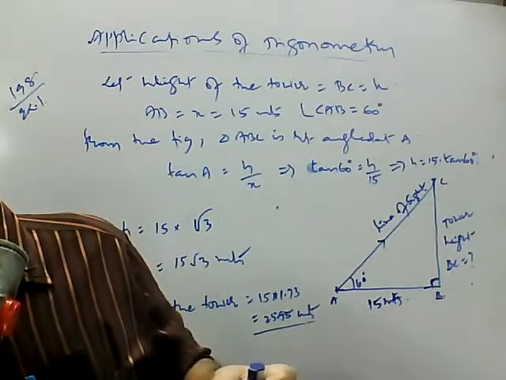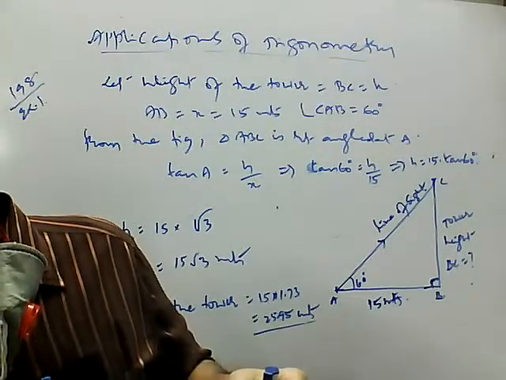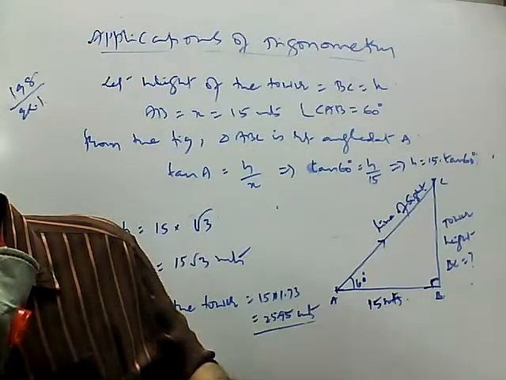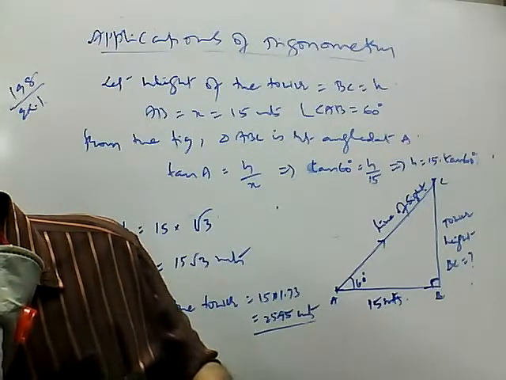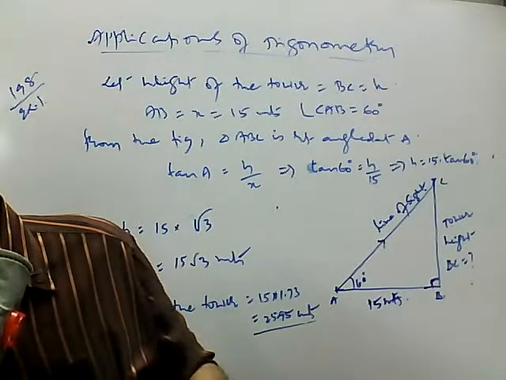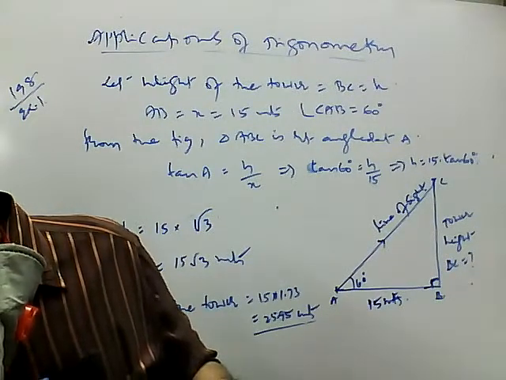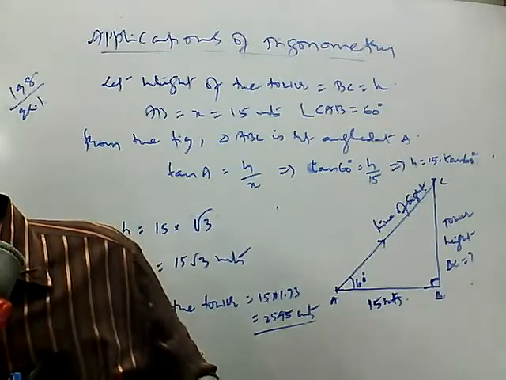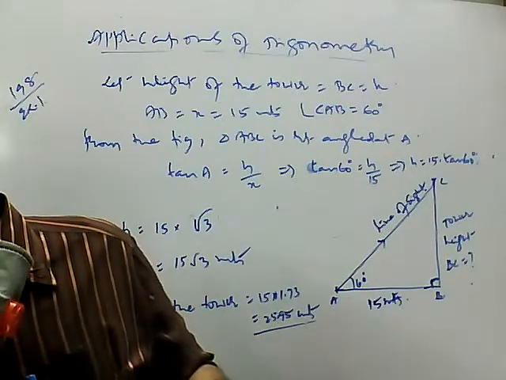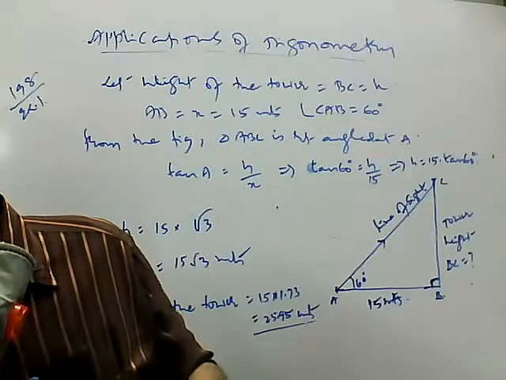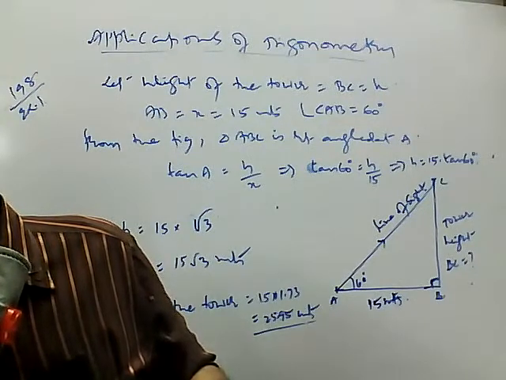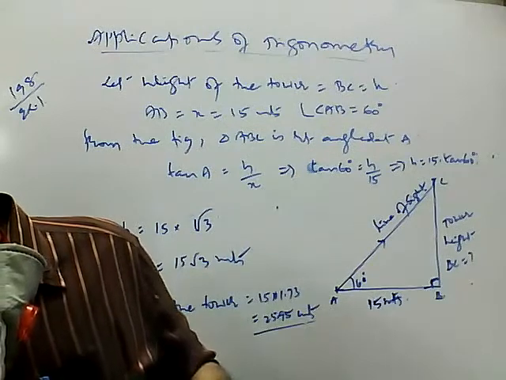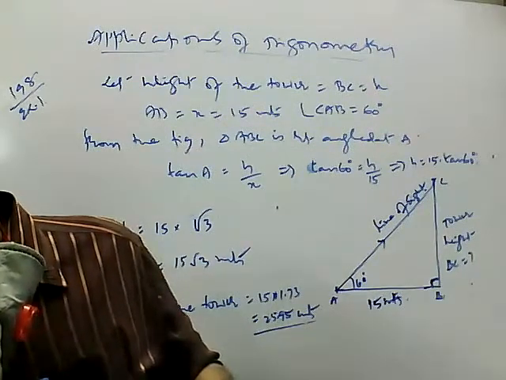So what you do today is examples 2 to 7 and write notes for applications of trigonometry as homework. Tomorrow we go for exercise 9.1.